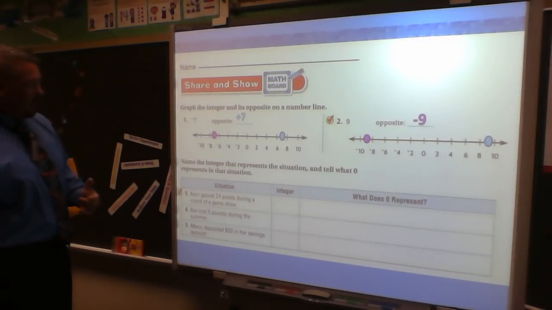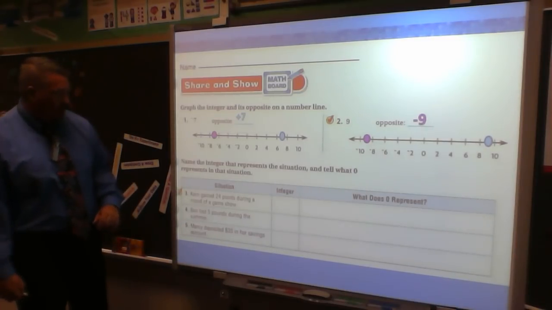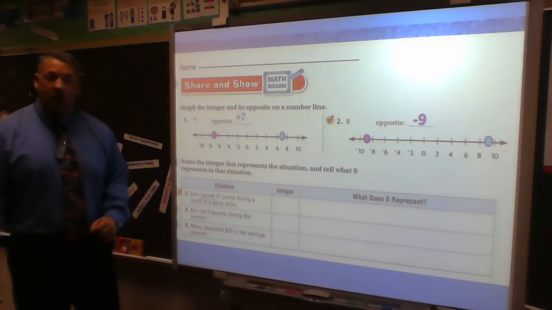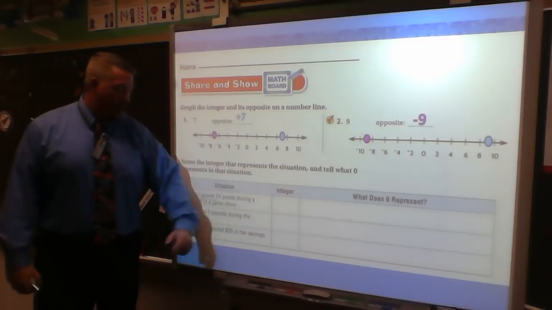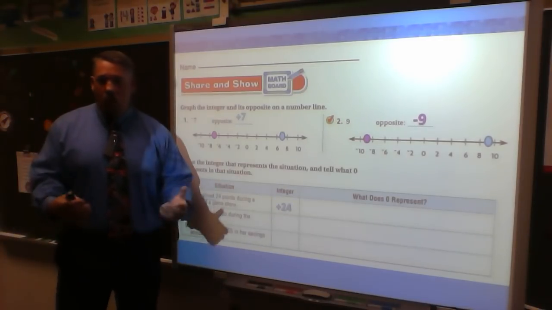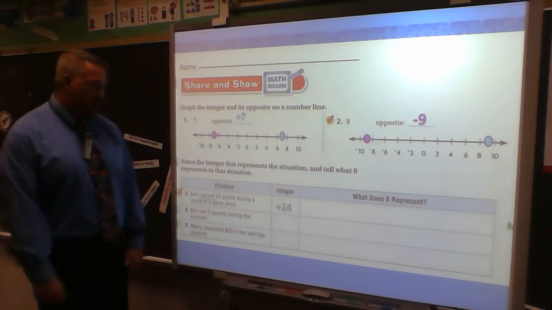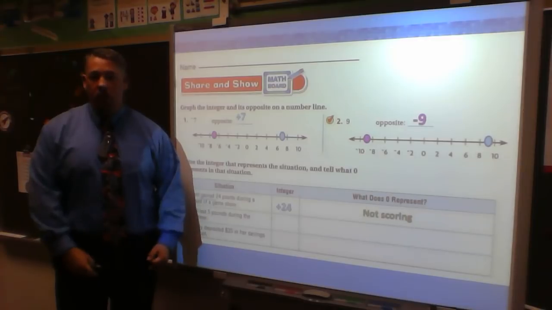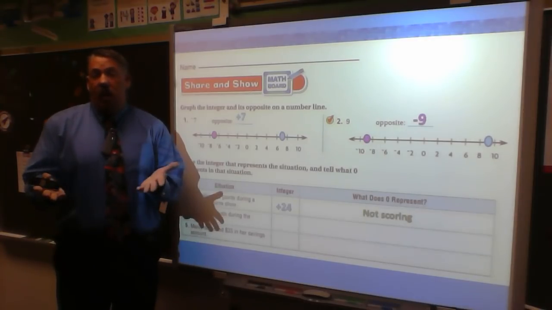So Carrie gained 24 points during a round of a game show. Well, if she gained points, then that keyword tells me it's going to be a positive number. We gained 24 points. What would 0 represent then? Well, 0 would represent that Carrie didn't score at all, right? She didn't gain any points, she didn't lose any points, she just stayed at a 0.